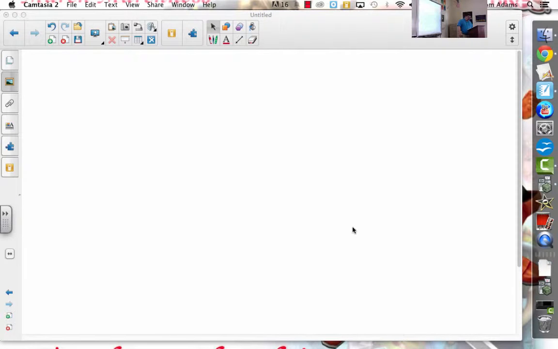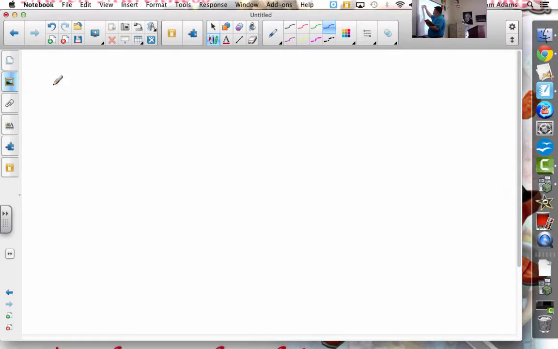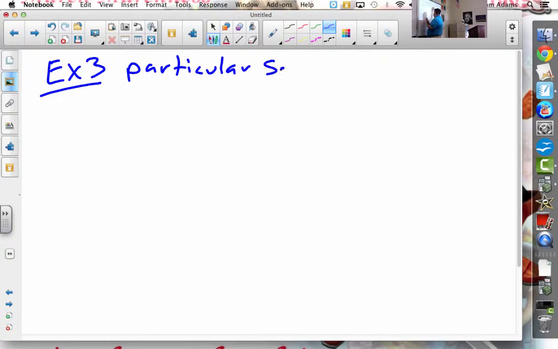All right. Example number 3 says we're going to talk about handling discontinuity of an initial value problem. So when we're asked to find, we can find a particular solution. There's a lot of terms that we use. So for example number 3, we're asked to find the particular solution of this.